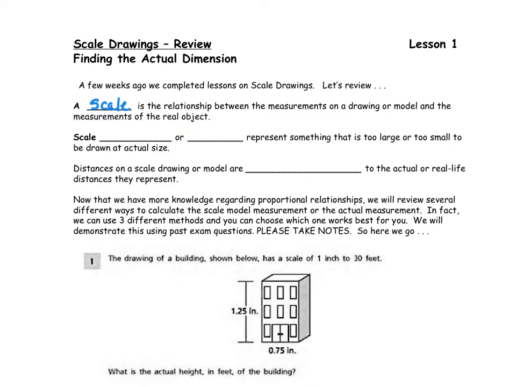Next, scale drawings or scale models represent something that is too large or too small to be drawn to actual size. For instance, if I wanted to draw a football field, I would not be able to fit a football field on a piece of paper, but I could certainly draw a model of it on a piece of paper. Distances on scale drawings or scale models are proportional to the actual or real-life distances they represent.